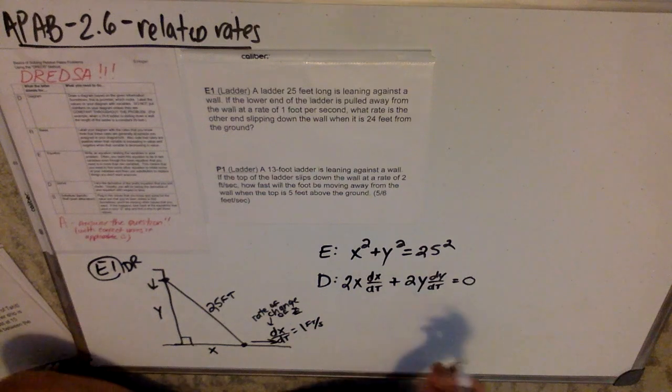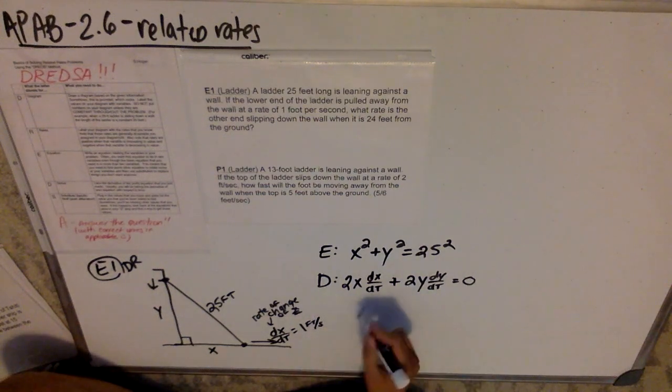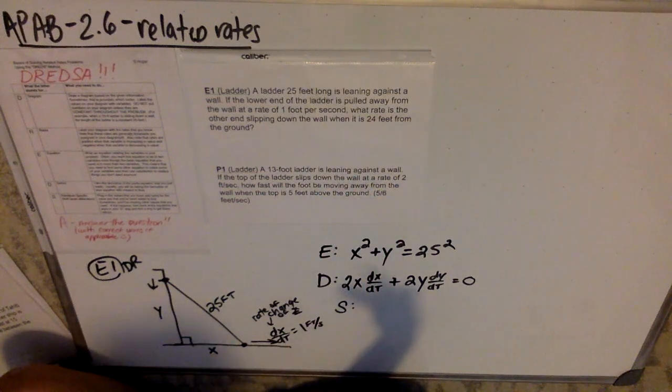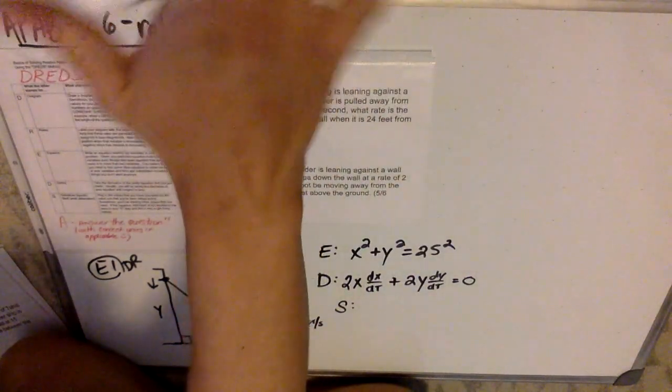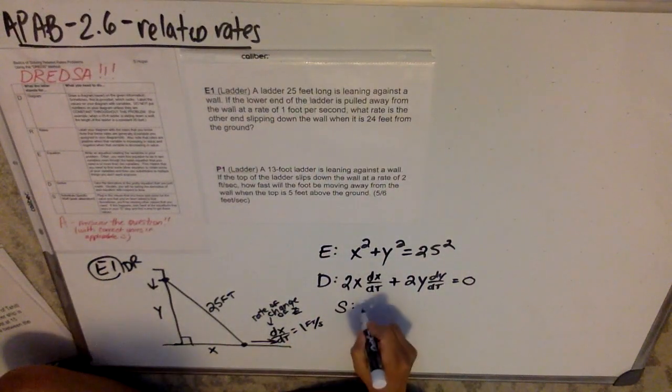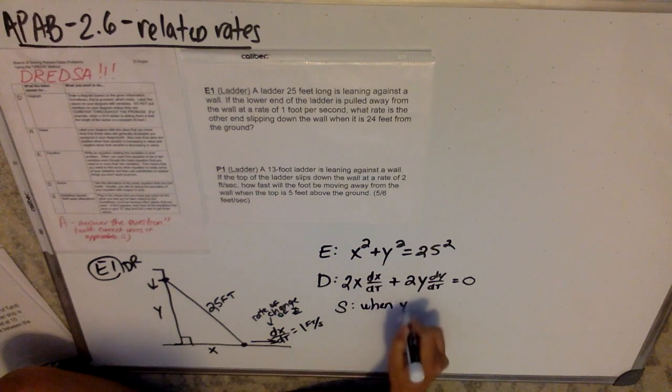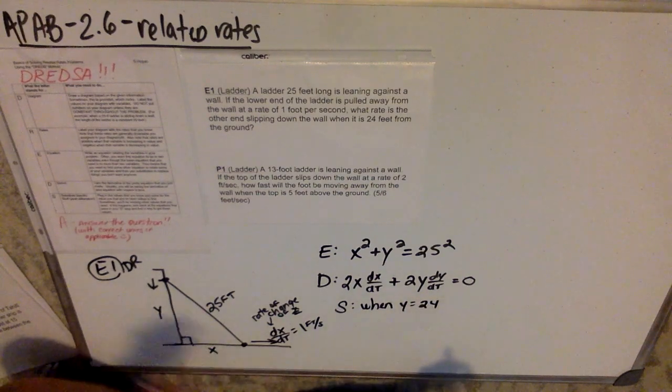The next part of my DREDSA is to substitute specific stuff. So I look back up at this and I look for, usually, the word "when," right? So when it is 24 feet from the ground. So 24 feet from the ground would mean that what they're saying is when the thing I called y is 24, right? Because 24 feet from the ground would be the y value.